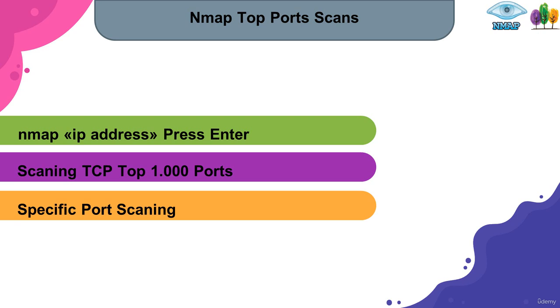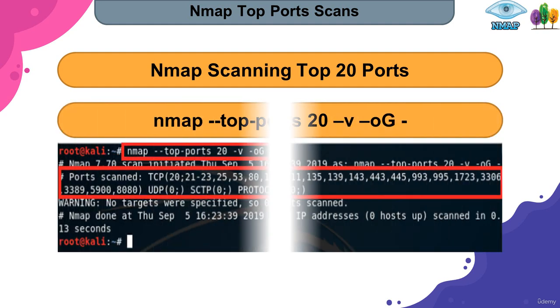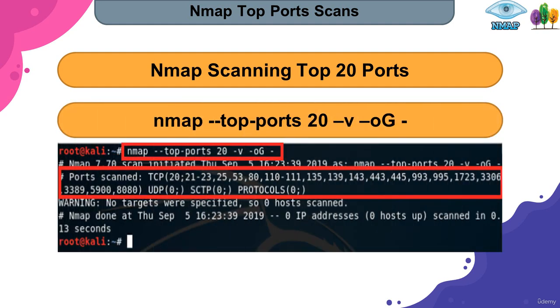one by one. If we type the command nmap --top-ports 20 and a destination IP in the terminal, Nmap will search for the top 20 TCP ports on the target system. Now you have to remember that Nmap always performs a TCP port scan if no specific parameters are specified. So if you want to see what these 20 TCP ports are, we can write nmap --top-ports 20 -v -oG -.